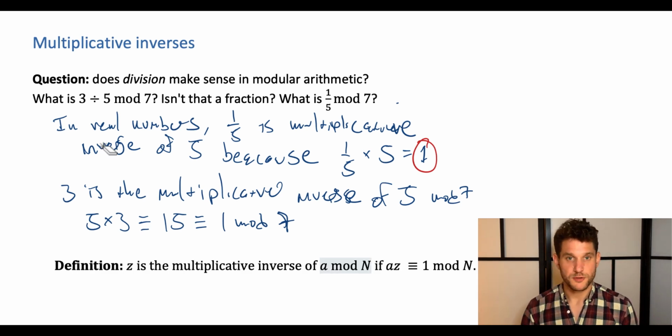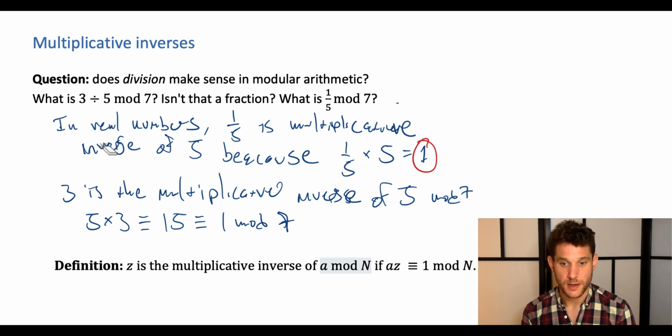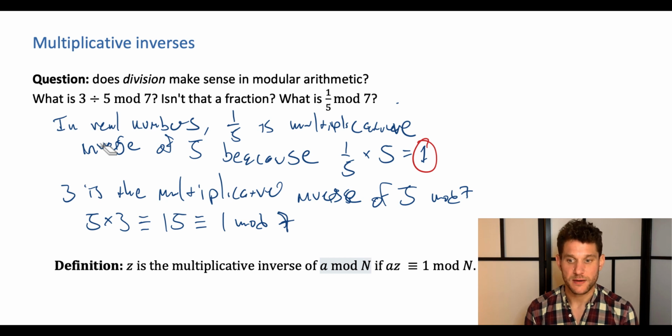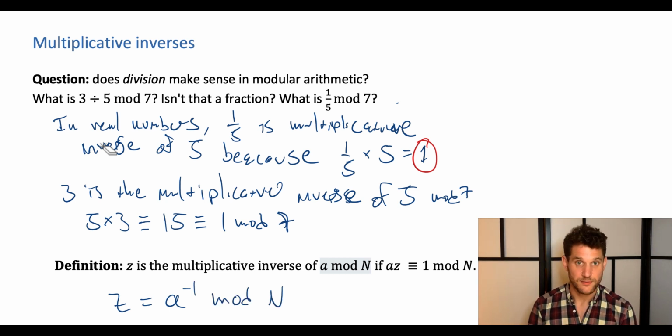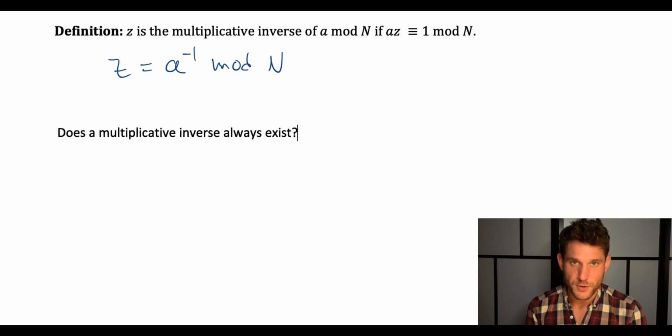So here's a precise definition. We can say that the quantity z is the multiplicative inverse of a modulo n if a times z is congruent to 1 modulo n, right? And we often denote this as z equals a inverse modulo n. That's the notation we use. We can say that a inverse is z in this case, because if you multiply z times a, you get 1 mod n.